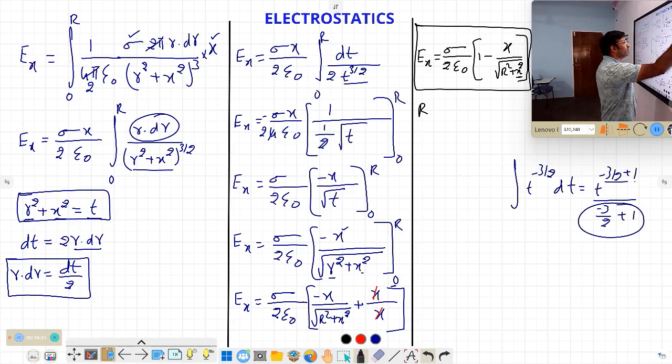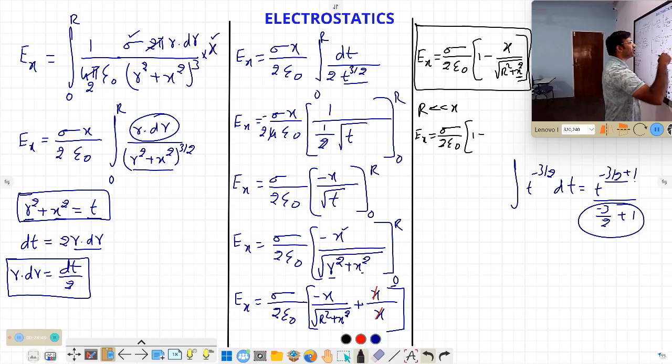If you put the value of r equal to 0, that is, r is less than x, what do you get? Ex is equal to sigma by 2 epsilon naught, it becomes like a single charge, 1 minus x by x. If you take r as 0, root x square equals x, x by x is 1, and 1 minus 1 is 0. So the electric field intensity will become 0.